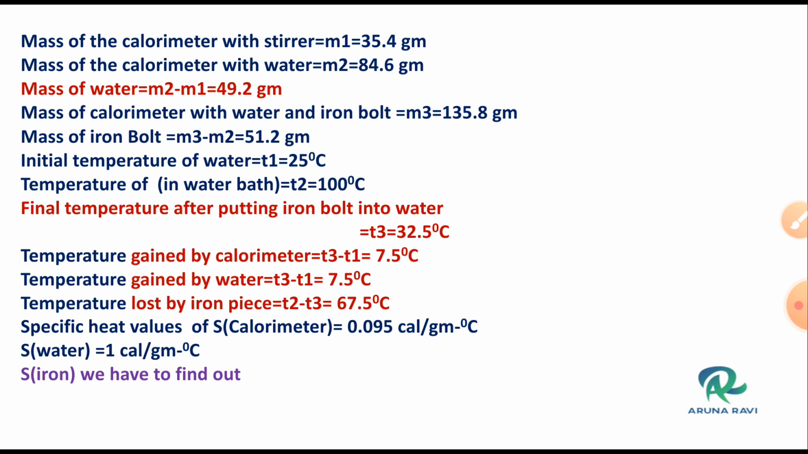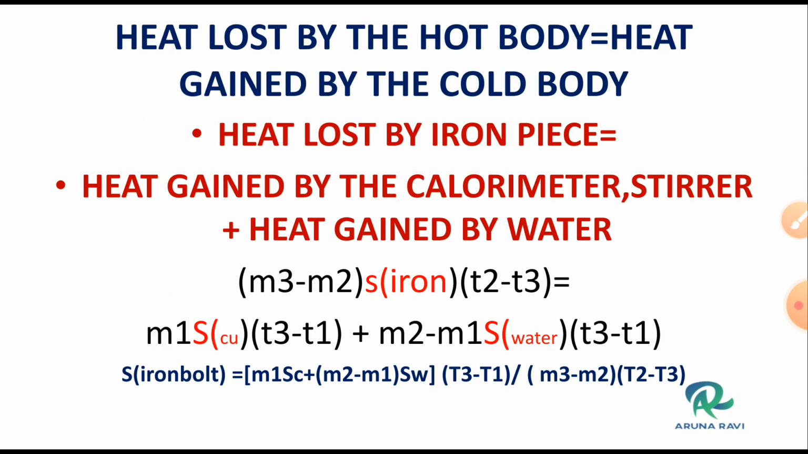Now we are going to calculate the specific heat of the iron bolt. We have to use that heat lost by the hot body is equal to heat gained by the cold body. So heat lost by the iron piece is equal to heat gained by the calorimeter and heat gained by the water.